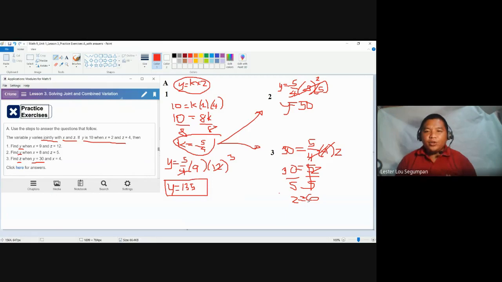If you're not sure of your answer, simply try to use the same formula to check the value of y. So k is 5/4. Checking number 3 only. 5/4, then you have your x, which is 4 for number 3, and you solved z as 6. So cancel 4. 5 times 6, y is 30. This means that your answer for z is equal to 6 is correct.